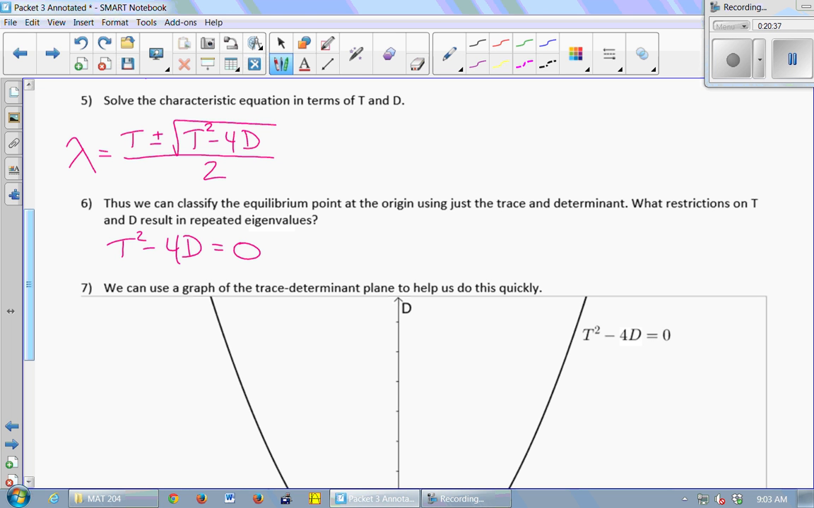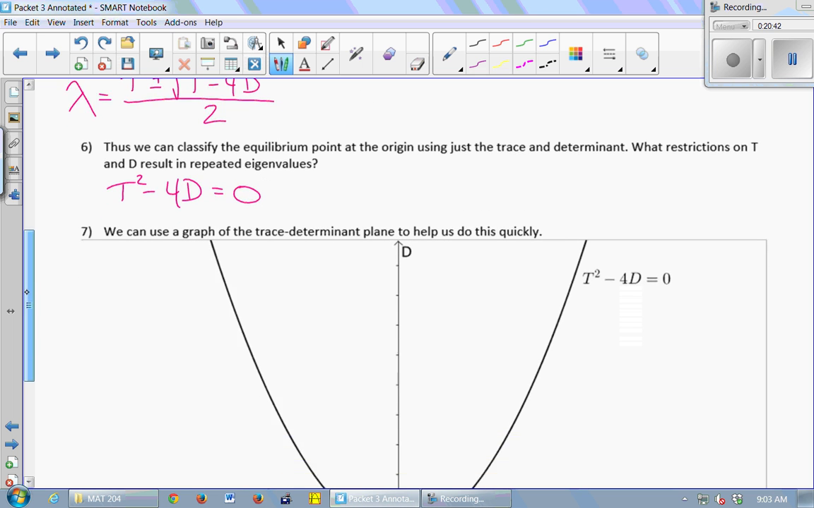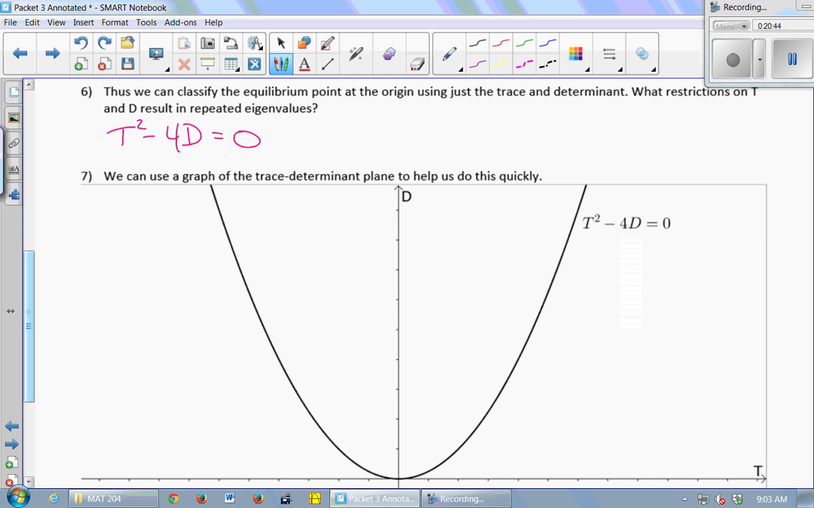So then we create this picture called the trace determinant plane. And you just graph this parabola, T squared minus 4D equals 0. And that's the boundary, right? That's the repeated eigenvalues, right? That's the place where T squared minus 4D is 0. And remember, repeated eigenvalues are the boundary between spiral solutions and sinks and sources.